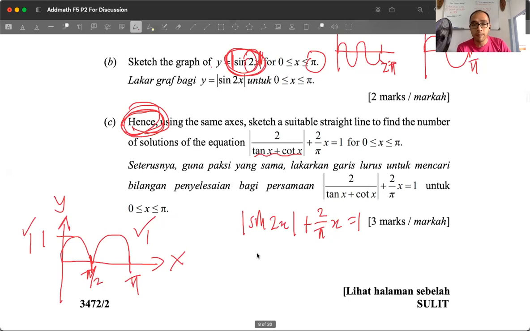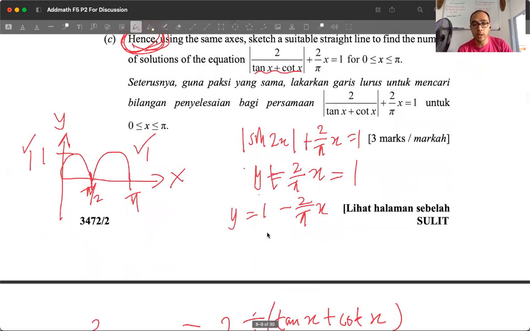So y plus 2 over pi x equals 1. If I move it, I only get y equals 1 minus 2 over pi x. So this is the equation we want. The equation is 1 mark.